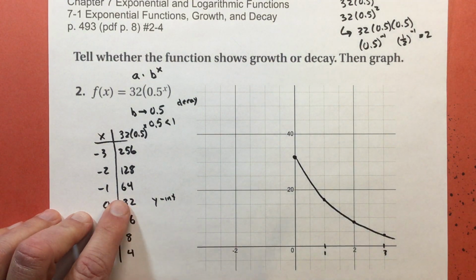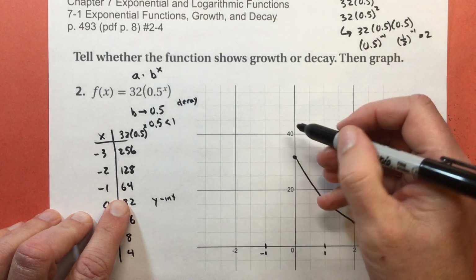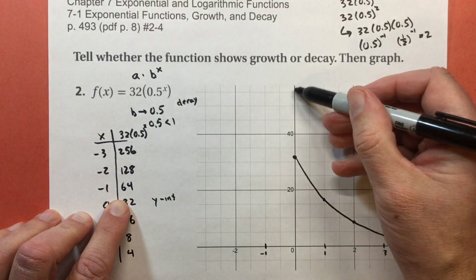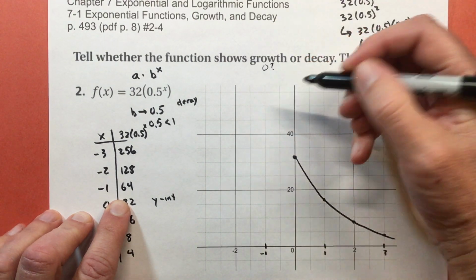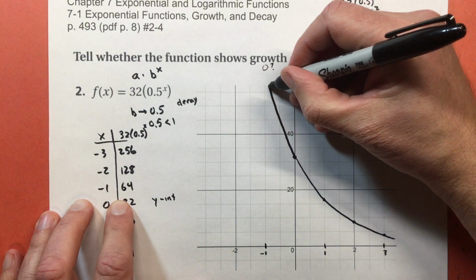What about going the other way? Well, if I come over here to -1, I need to go up to 64. I don't think my graph goes that high. Here's 40, 45, 50, 55, 60. 64 is going to be up here. So maybe up here someplace. So my graph is going to go toward that.